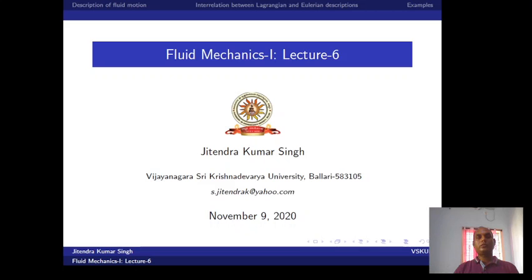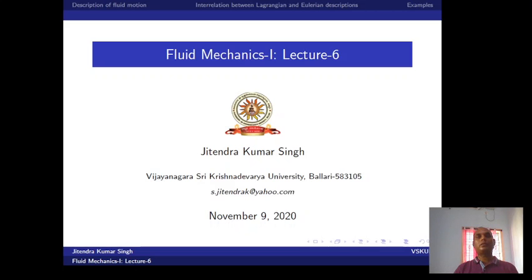In the last lecture, we discussed the orthogonal curvilinear coordinate system, some special kind of orthogonal curvilinear coordinate system. Particularly, we discussed the Cartesian coordinate system, cylindrical coordinate system, and spherical coordinate system. We found the gradient of a scalar function and the divergence and curl of a vector function in this system.